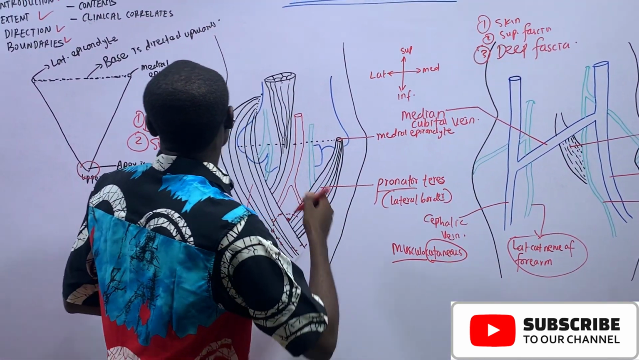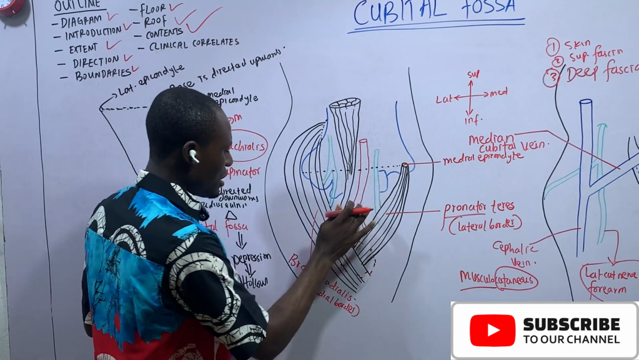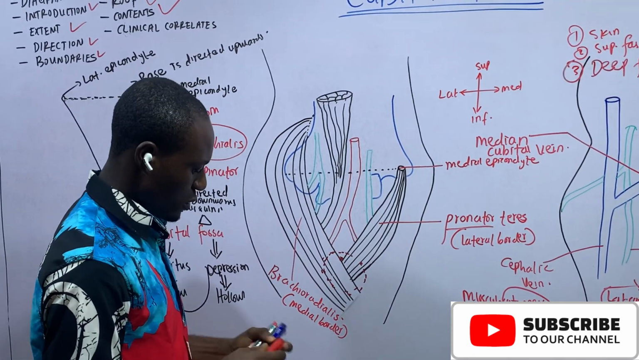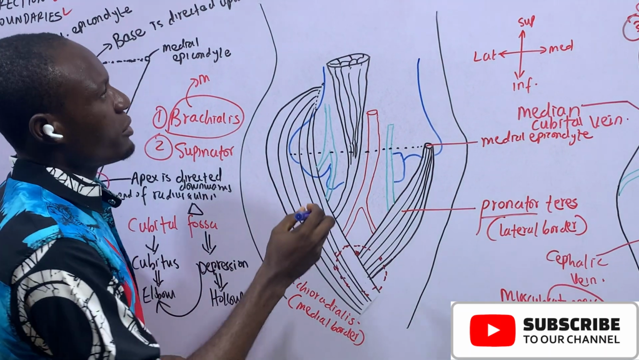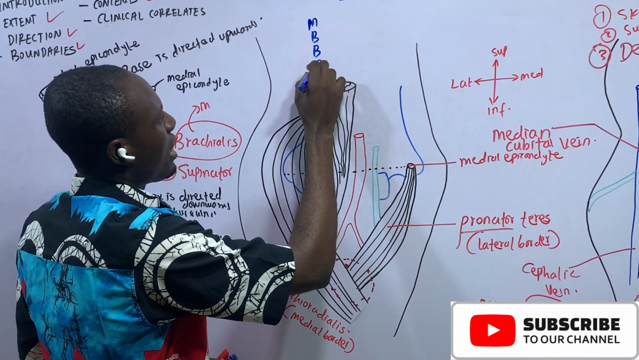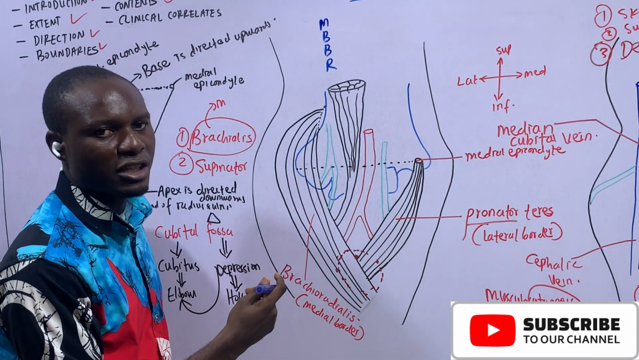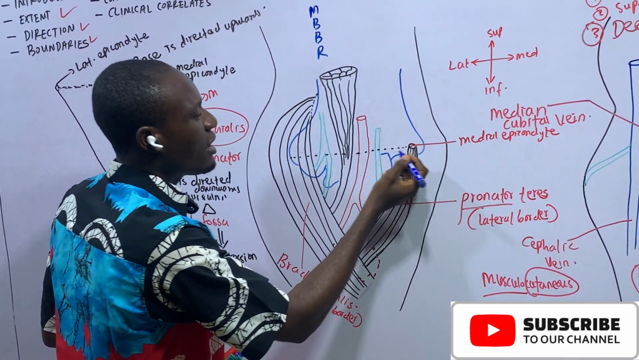And that is what gave us this outline. The contents of the cubital fossa. So let's look at here. The contents of the cubital fossa can be remembered with a mnemonic. That mnemonic is MBBR, from medial to lateral. MBBR, from medial to lateral.